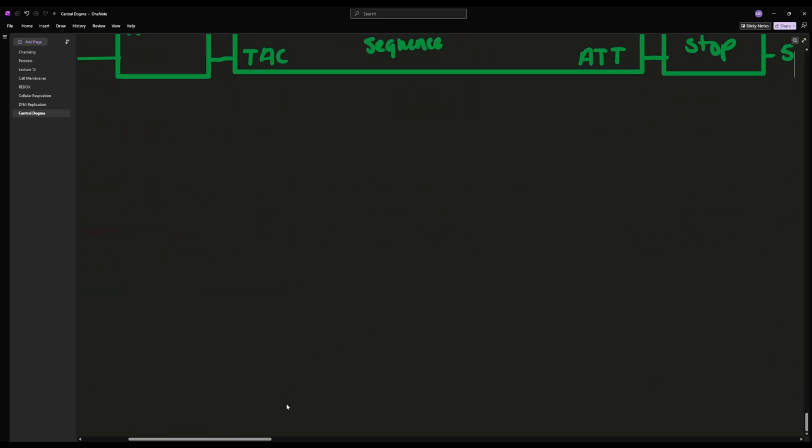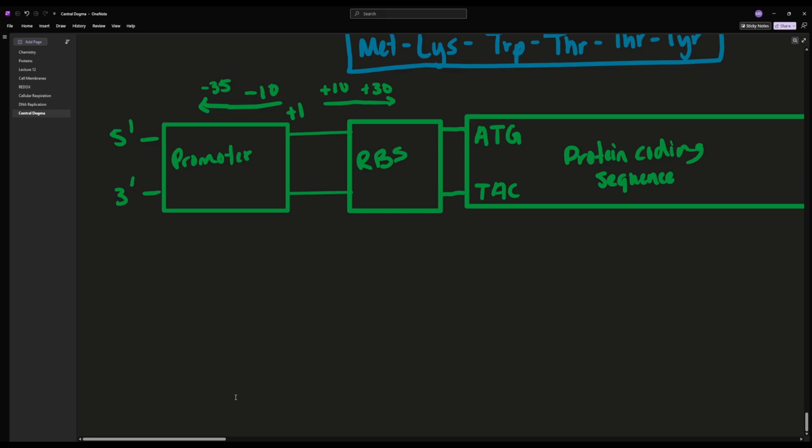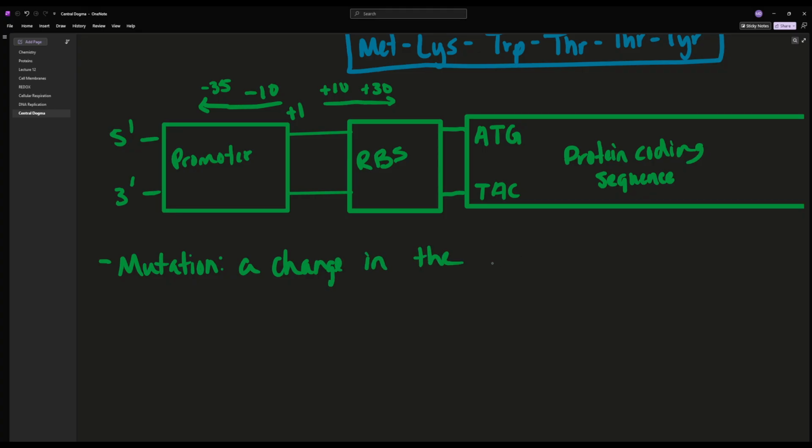The last thing to talk about is the mutations. So what a mutation is: a change in the nucleotide sequence that is undetectable.